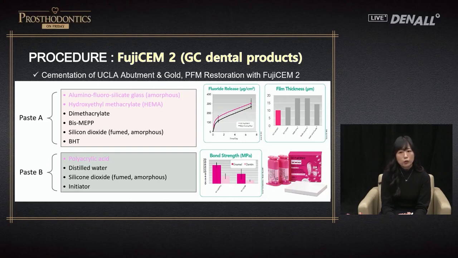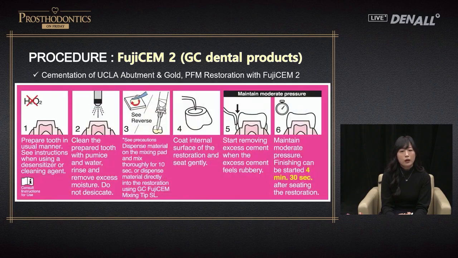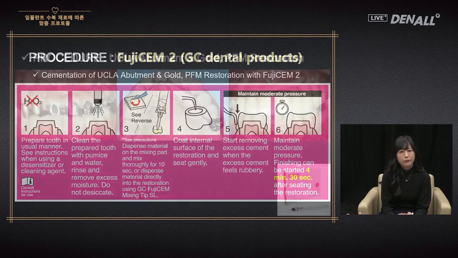Next, I'm going to give you an example of usage of Fujicem 2 from GC, which is an RMGI cement, for final cementation. Cementing implant restoration with Fujicem 2 is very similar to doing it with a natural tooth. The inner surface, you sandblast it and clean it, place the abutment, clean it, and seal. Mix Fujicem 2, dispense it on the restoration. Once cement becomes rubbery, remove excess cement. After final cementation, check the occlusion as well as marginal fitness.